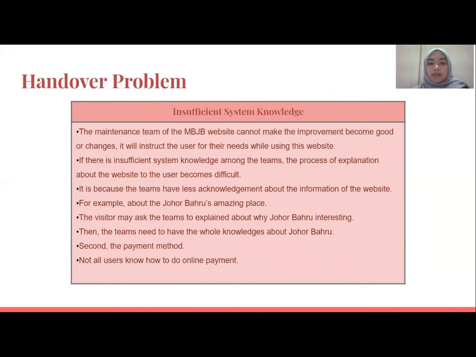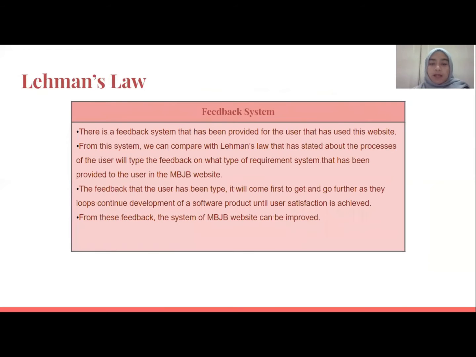Then is the handover problem. Insufficient knowledge among the MBJB website team members means the user's curiosity will not be answered. Next is Lehman's Law. The feedback system can give users a way to provide feedback to improve the system. Last but not least is part 4.